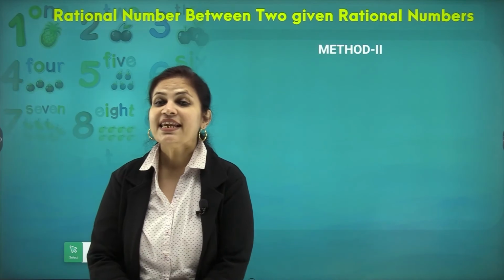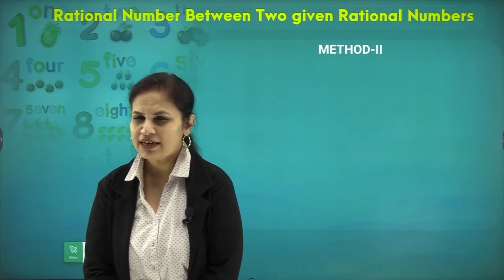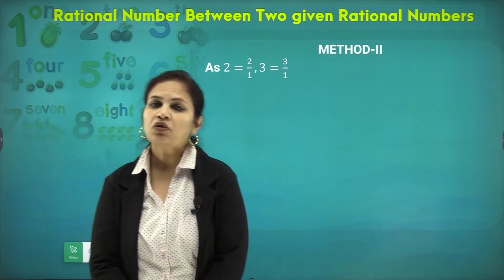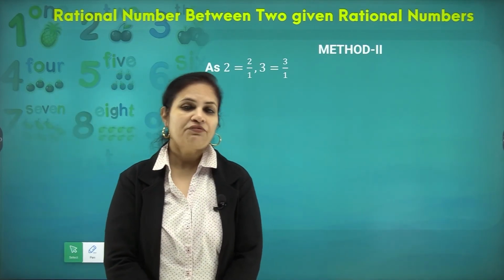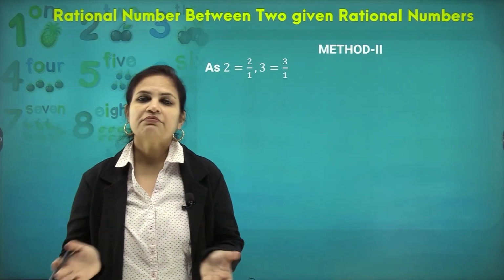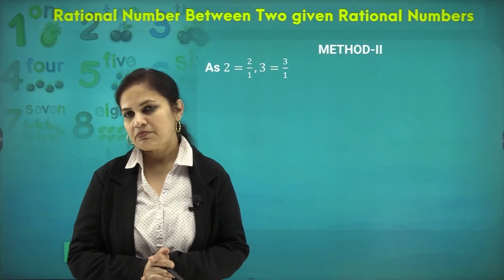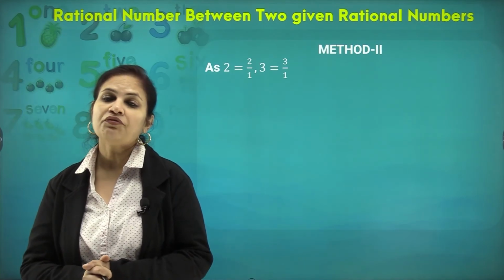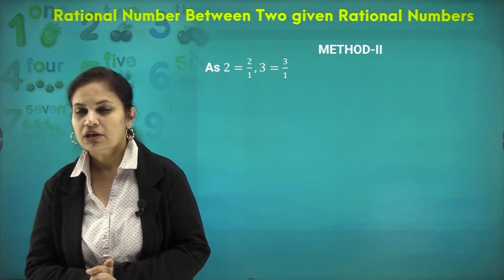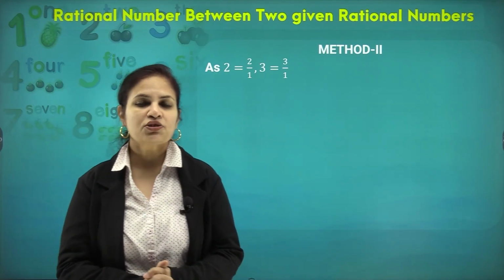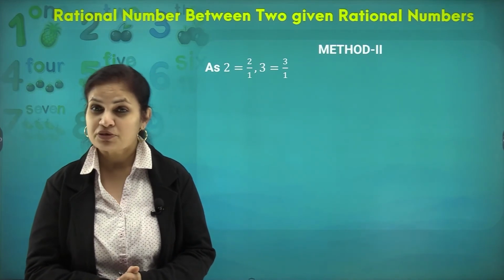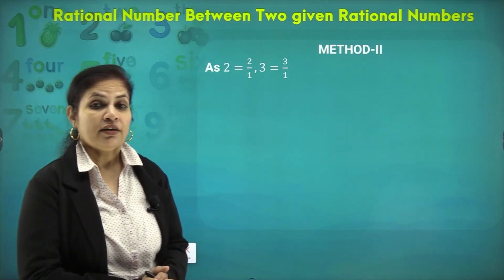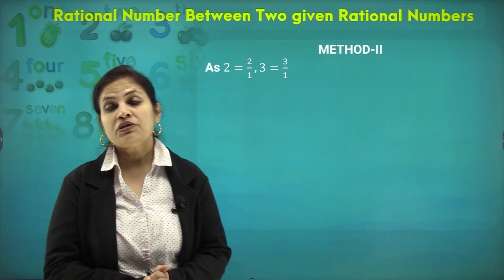Method 2 is less tedious than method 1 and it's quite simple. What is method 2? If I go by the same example, that I have to find rational numbers between two given rational numbers 2 and 3, I have to write the rational numbers in the form of numerator upon denominator. So 2 can be conveniently written as 2 upon 1 and 3 can be written as 3 upon 1. What next? Next is counting how many numbers I want.